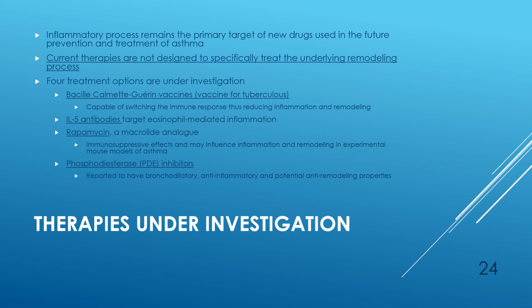One of them is Bacille Calmette-Guérin vaccine, and you may know that vaccine because it's the same vaccine used for tuberculosis. What they found is that it was capable of switching the immune response, thus reducing inflammation and remodeling in the airway. So it's kind of funny. Here you've got an anti-tuberculosis medication, and it's actually doing very well with your immune response and actually decreasing inflammation.